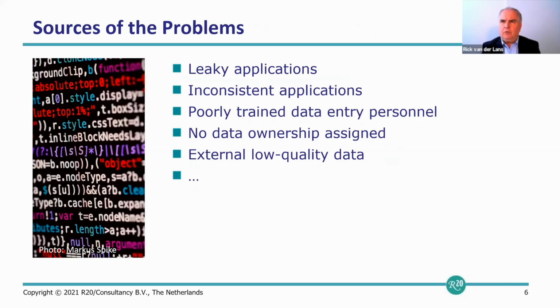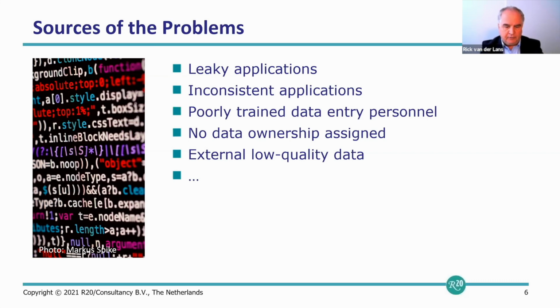Now, where are all those problems coming from? Well, lots of reasons. Leaky applications, applications that allow the people who enter the data to enter incorrect data. There's not enough checking going on when people enter data. Well, that's definitely a source for all this incorrect data. Inconsistent applications that store certain values differently. Imagine that you have a system running here in Holland and you have one in France, and probably we're using different spellings for exactly the same thing. That will introduce some inconsistent coding.